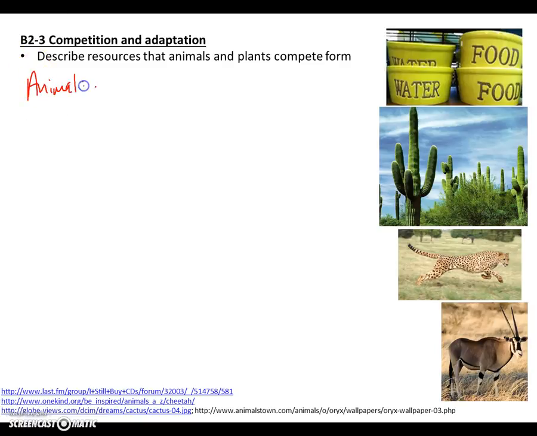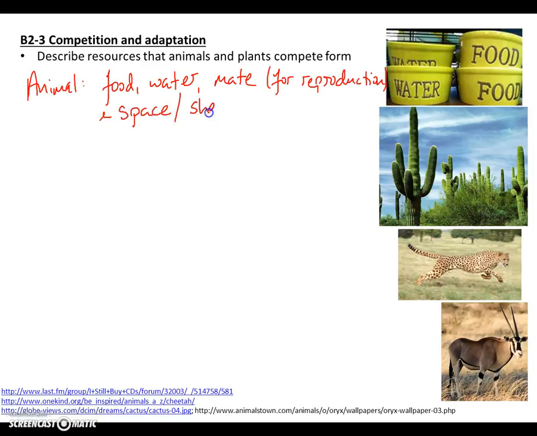So if you've got animals, the main ones that they're competing for is your food, water, mates, so they can reproduce, reproduction, and space. And shelters in there as well.